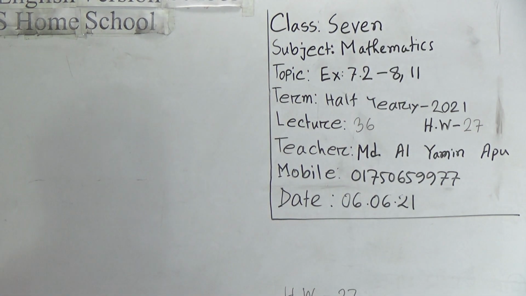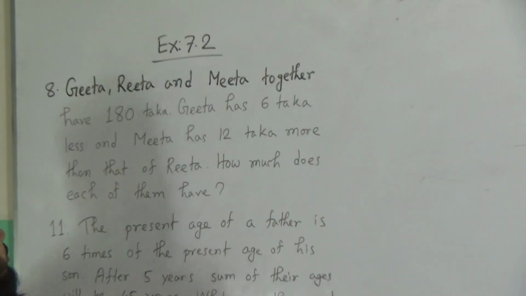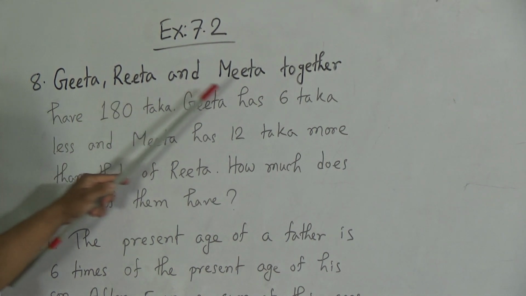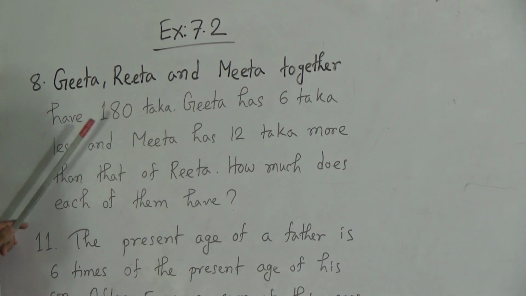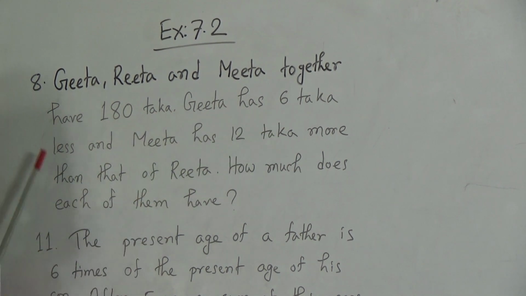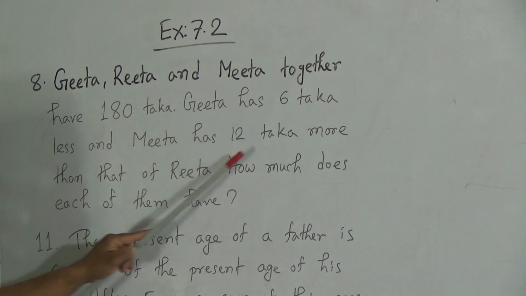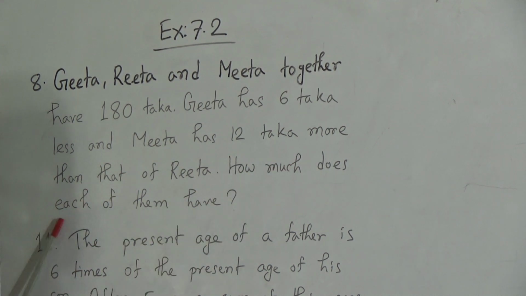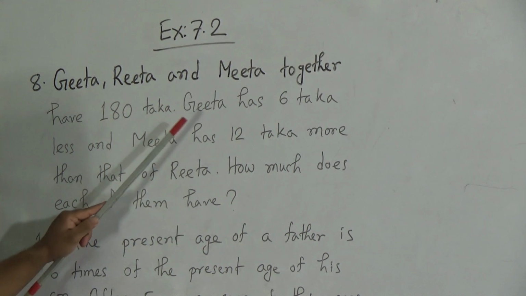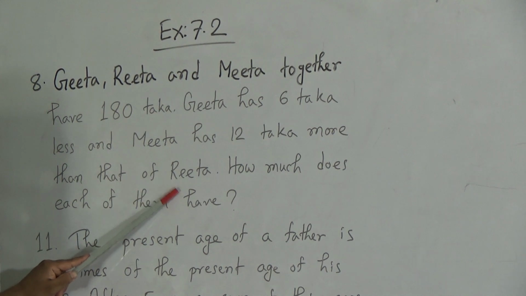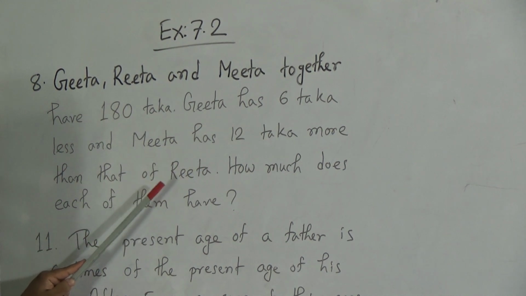Okay, so let's start from question number 8. Question number 8 from your exercise 7.2 is: Geeta, Rita and Mita together have 180 taka. Geeta has 6 taka less and Mita has 12 taka more than that of Rita. How much does each of them have? This means Geeta has 6 taka less than Rita, and Mita has 12 taka more than Rita.